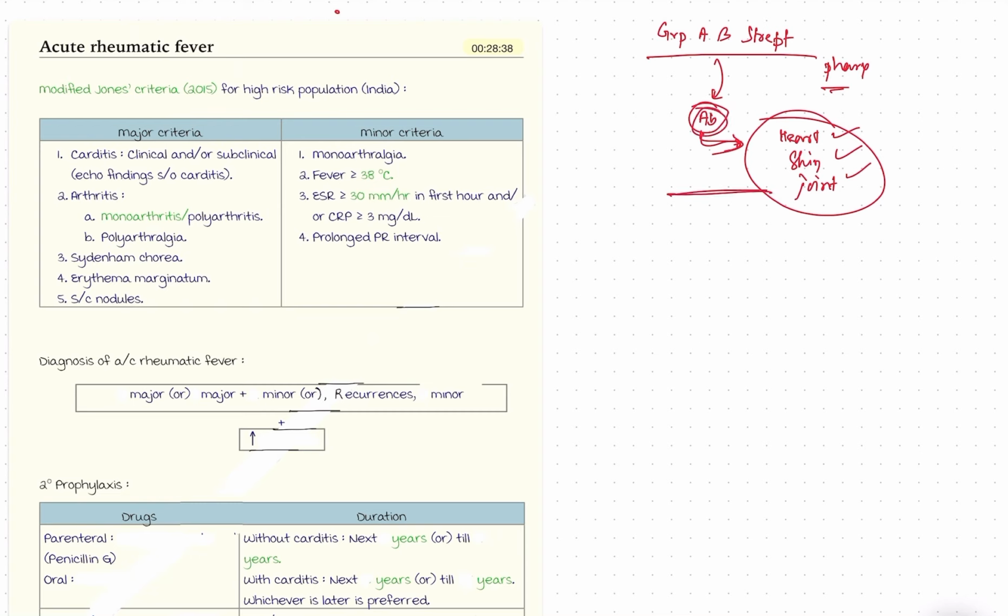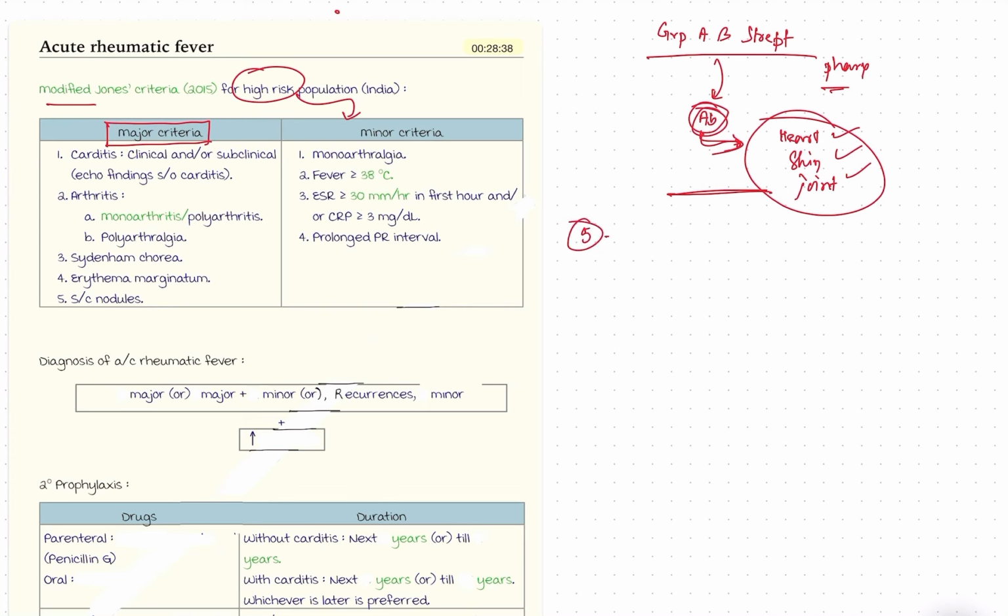To diagnose acute rheumatic fever, we have the modified Jones criteria, and in India we have a moderate to high risk population. So we are just going to discuss the high risk population, not the low risk population. Here, the criteria have some major criteria and some minor criteria. Please remember, in major criteria we have 5 major criteria.